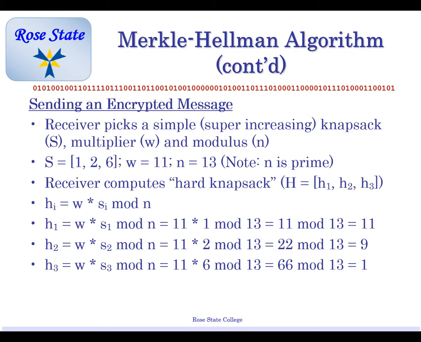remainder. Okay, the third one is W, which is 11 again, times the third S value, which in this case is 6. 11 times 6 is 66. Mod 13, again, 13 goes in front of the 66. And then how many times? 13 times what? 5. Okay, so 13 times 5 is 65. The remainder is 1, so modulus is 1. Easy enough? So a hard knapsack is 11, 9, and 1.